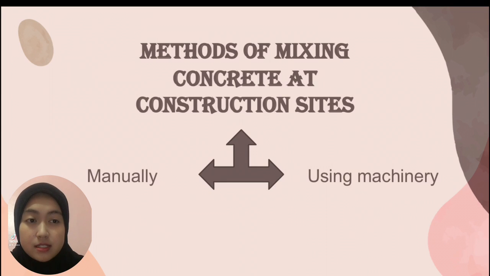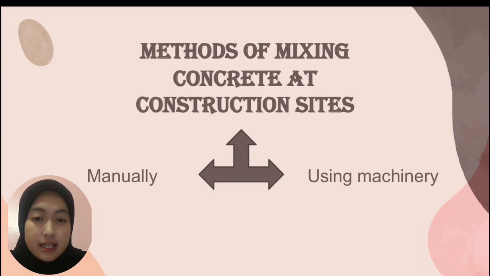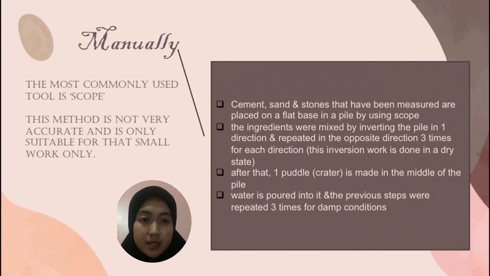There are two methods of mixing concrete at a construction site, which are manually and using machinery. For the manual method, the most commonly used tool is a scoop. This method is not very accurate and is only suitable for small work only.